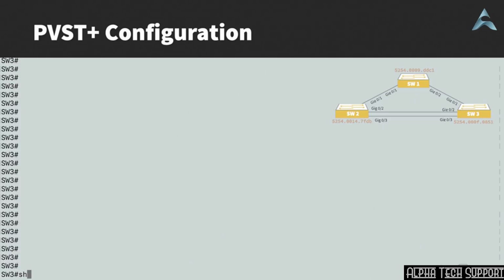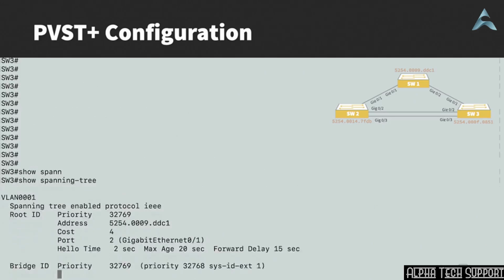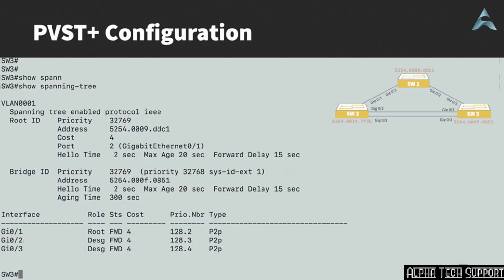Let's go over to SW3 and do a show spanning-tree. And we'll see that for gig 0/2 and 0/3, we are designated ports on SW3, and we're forwarding. These are all gig ports, so they each have a cost of 4. But let's say for traffic flow reasons for VLAN 1, it would be best if SW3 were the root instead of SW1. Here's how we can administratively configure the root bridge in a topology.